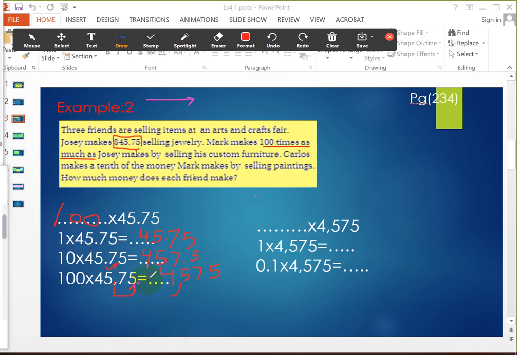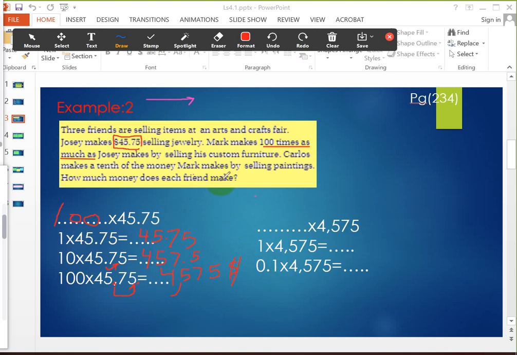So the number will be 4,575. This is the amount of money that Mark makes. So Mark makes $4,575 because he makes 100 times as much as Juicy.